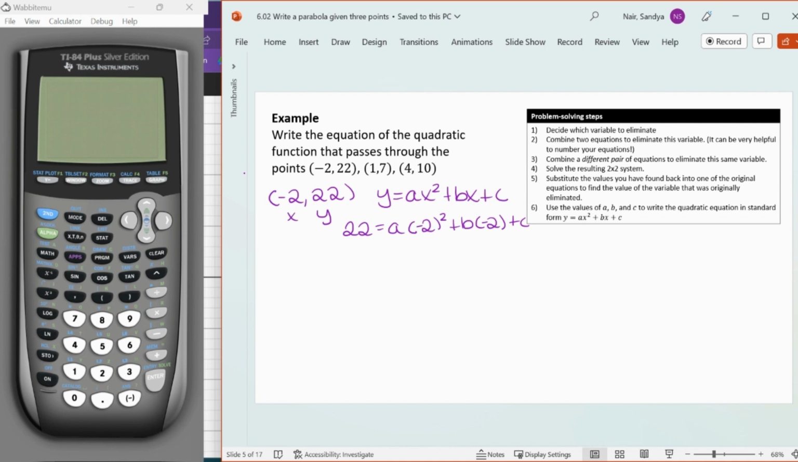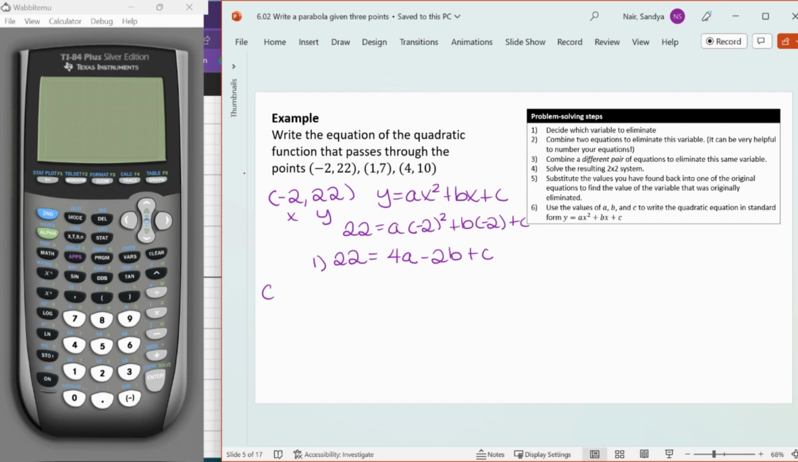So all I need to do now is simplify this. I have 22 equals, well, (-2) squared is 4, so I have 4a, -2 times b is -2b, and then I have plus c. So remember, whenever we're solving systems, we like to number our equations. So I'm going to go ahead and call this equation number 1.